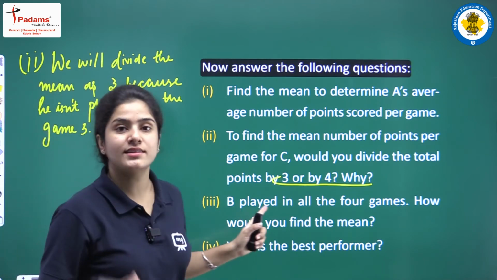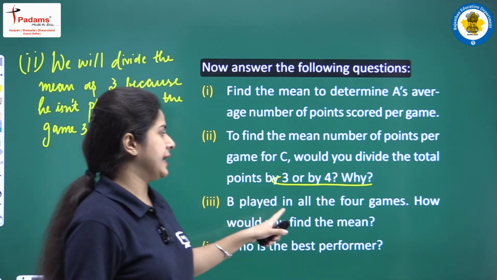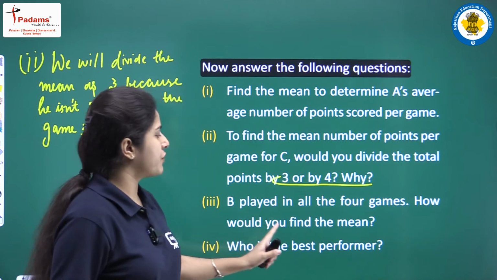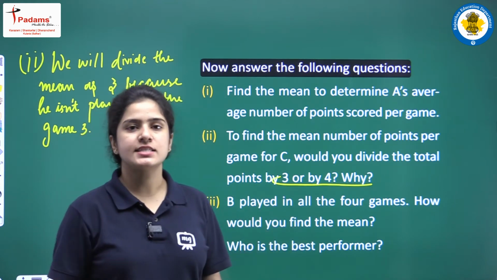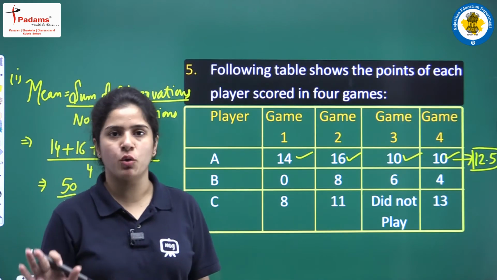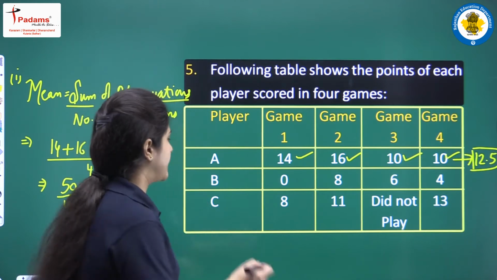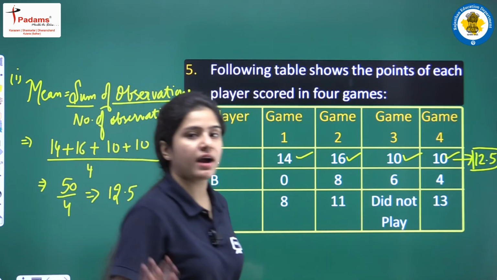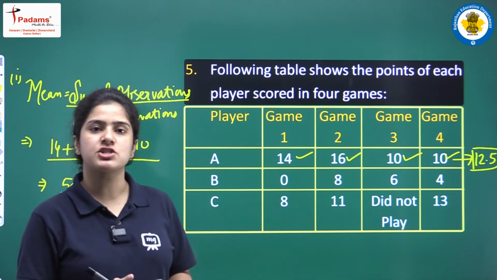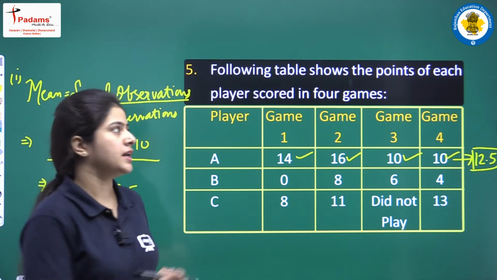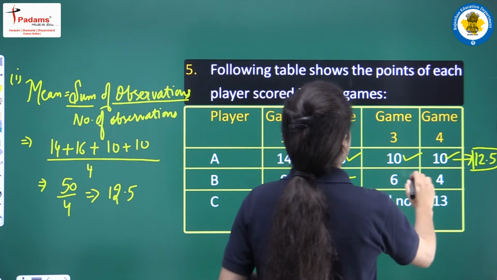Now students, what is your third part? B played in all the 4 games. How would you find the mean? Okay, it is saying that B is playing in all the 4 games. So what is the mean? So we'll divide the sum for B by 4 because the number of observations taken for B will be 4, because he is playing in all the games, right students?